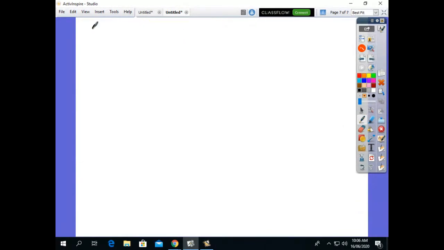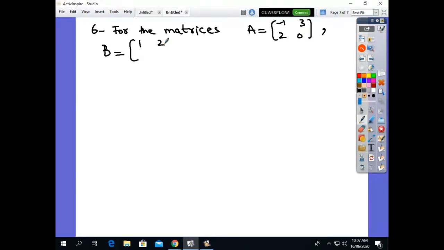Okay, now we come across the question number 6. The question number 6 is, for the matrices A, which is equal to negative 1, 3, 2, 0. Matrix B, which is equal to 1, 2, negative 3, negative 5. Matrix C, which is equal to negative 2, 6, 3, negative 9.